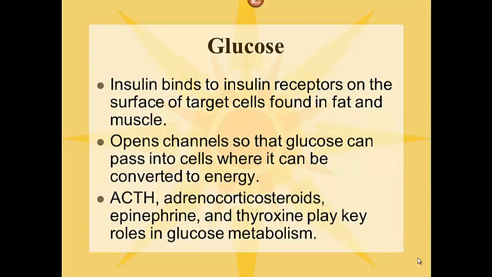The insulin binds receptors on the surface of the liver and basically opens the channels for glucose to enter and be converted into energy. Certain metabolites as well as hormones participate in the metabolism of glucose, and these are ACTH, which is adrenocorticotropic hormone, corticosteroids, epinephrine, thyroxine, and all the hormones of the sympathetic system.